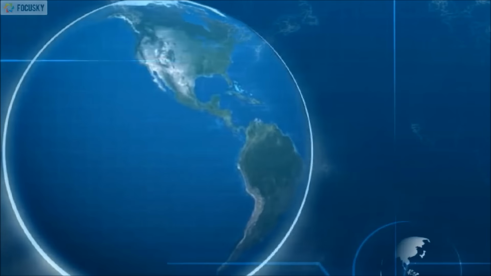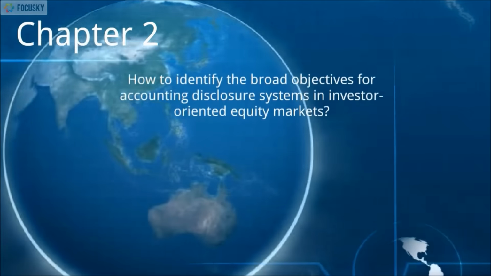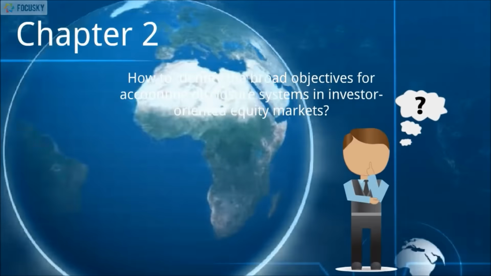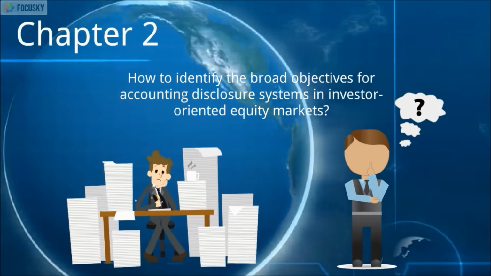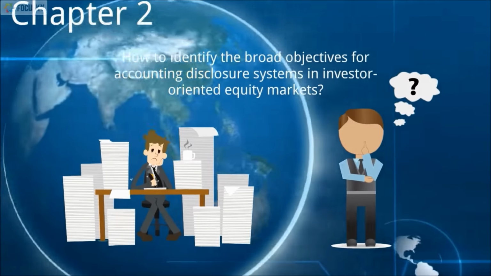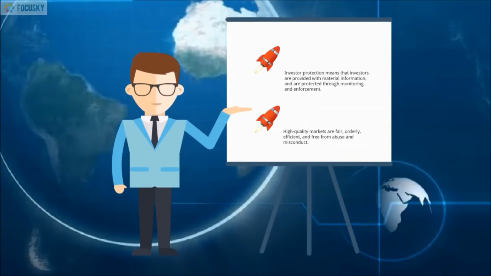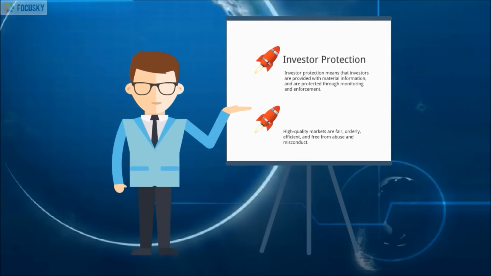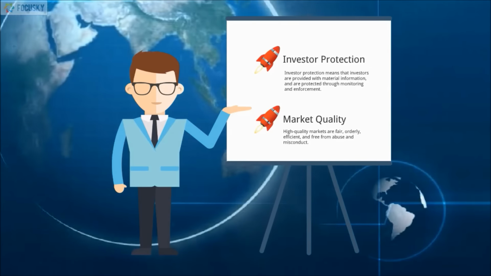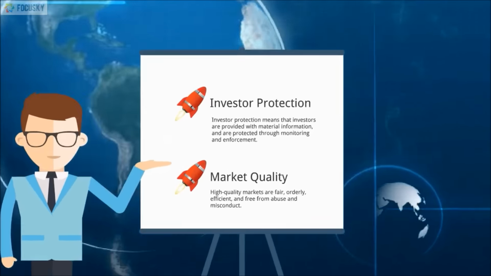Chapter 2. In this chapter, we want to show you how to identify the broad objectives for accounting disclosure systems in investor-oriented equity markets. The broad objectives for the regulation of investor-oriented equity markets fall into two main categories: investor protection and market quality. The first objective, investor protection.